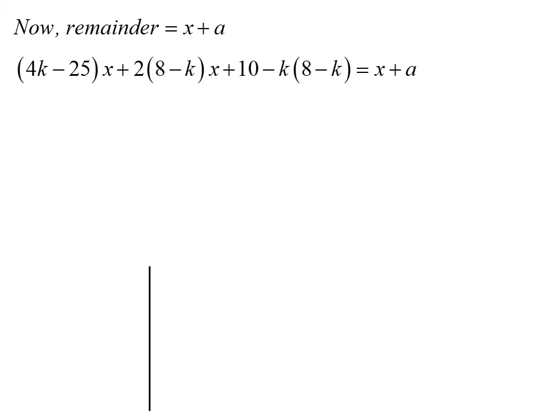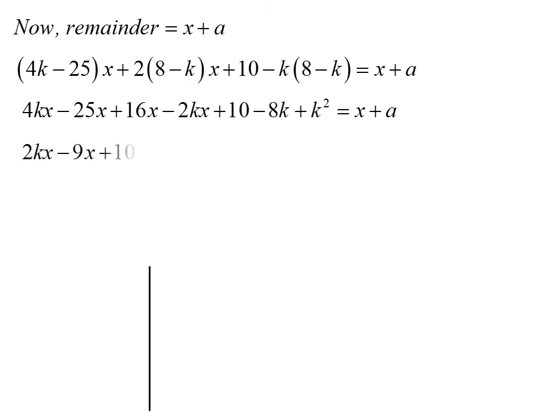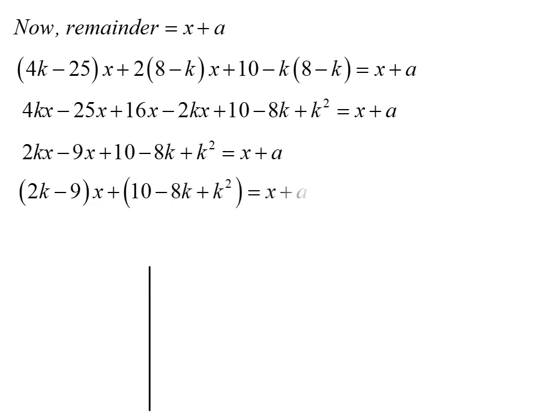So first of all, simplification on the left hand side, I will get 4kx minus 25x plus 16x minus 2kx plus 10k minus 8k plus k square equals x plus a. Now 4kx minus 2kx will become plus 2kx and minus 25 plus 16 will become minus 9. So I will get 2kx minus 9x plus 10 minus 8k plus k square equals x plus a. Now you can see we can take common x from the first two terms. So I can say it is 2k minus 9 into x plus 10 minus 8k plus k square equals x plus a.